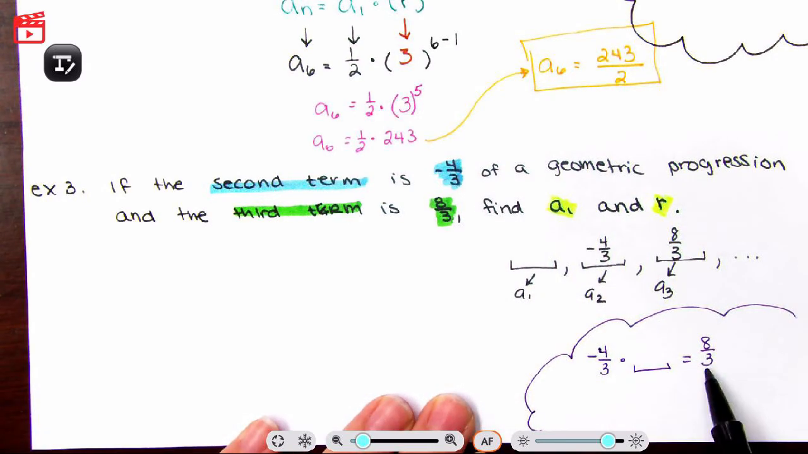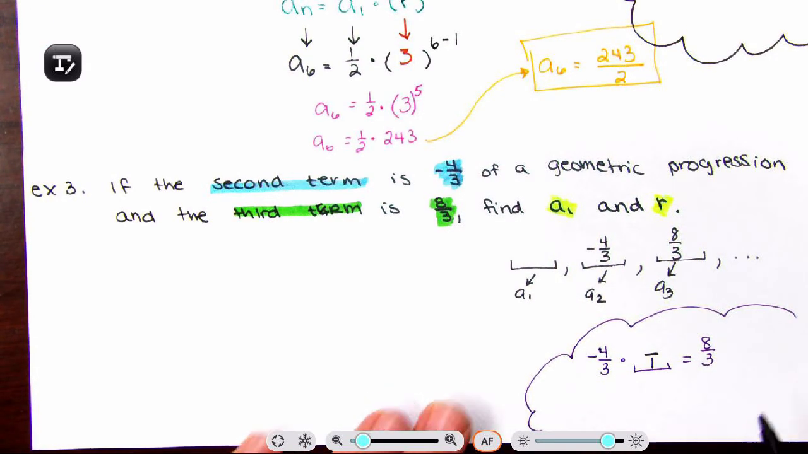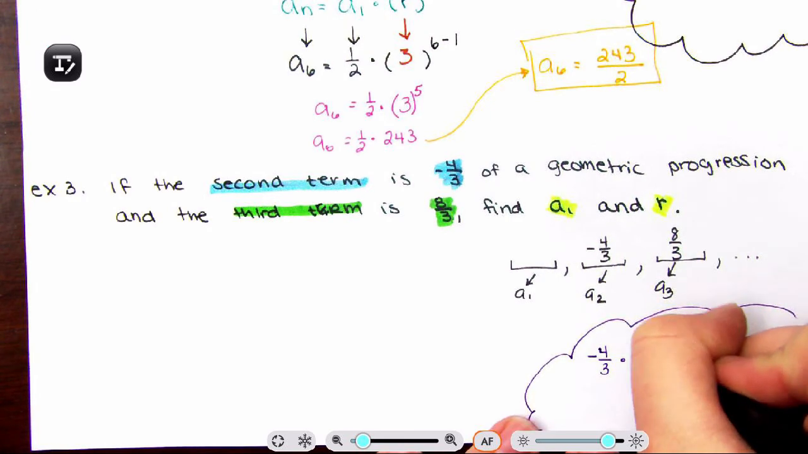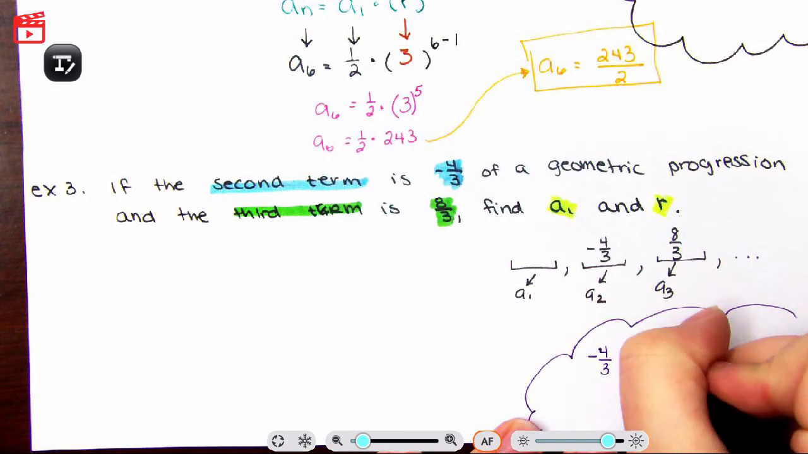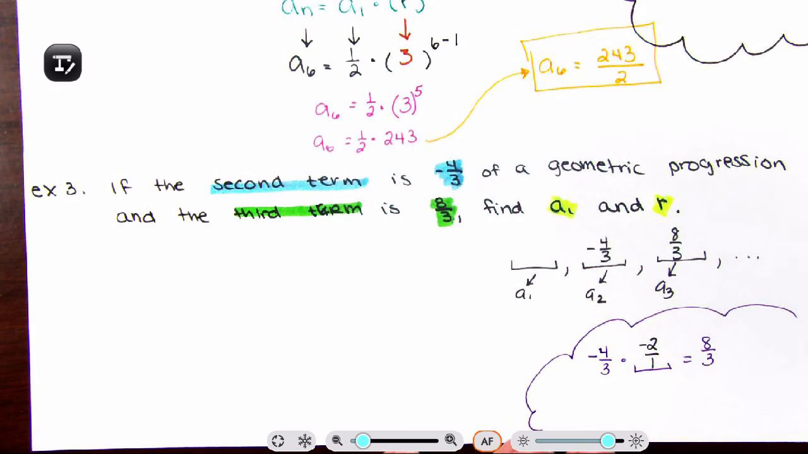I'm again noticing the 3's are the same, so I'm going to be multiplying by 1 in the denominator. And then for the numerator, 4 times what is 8? 4 times 2 is 8. However, I am noticing that the negative goes away, so my 2 has to be negative. You can always do the division, take your right and divide it by your left, and use a calculator as well. So that means my common ratio is -2.